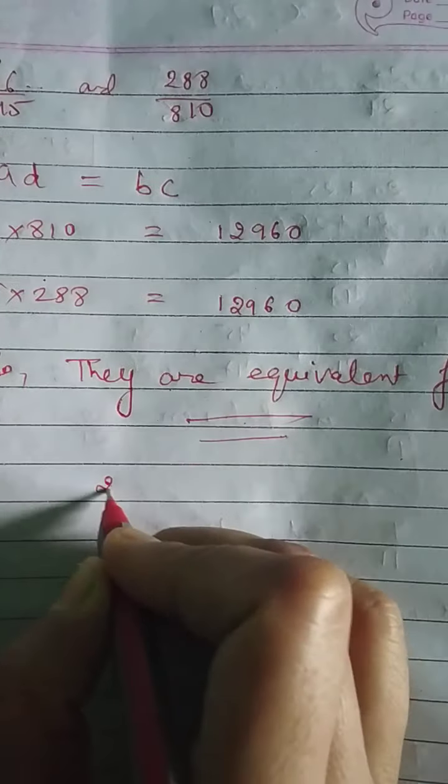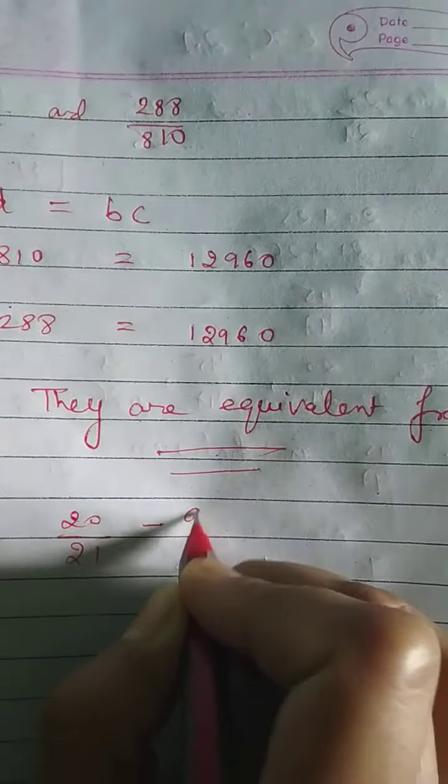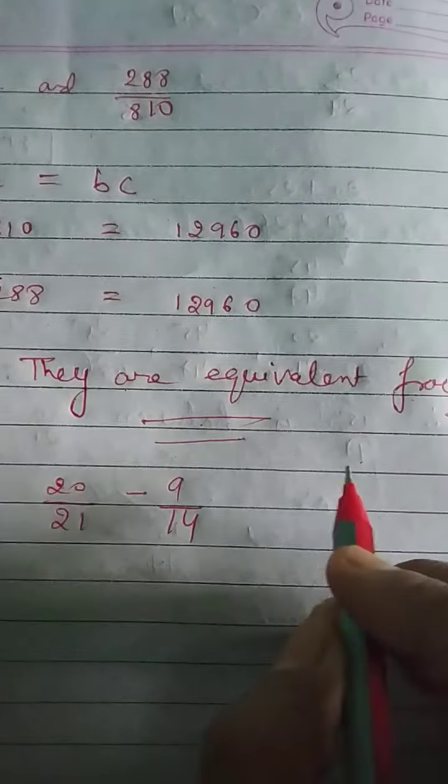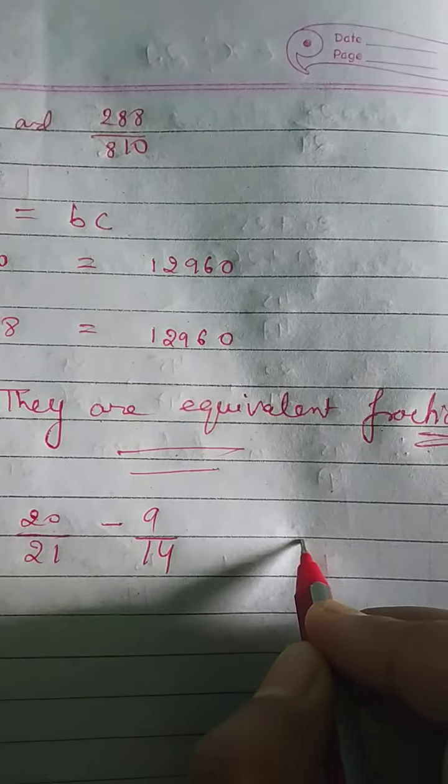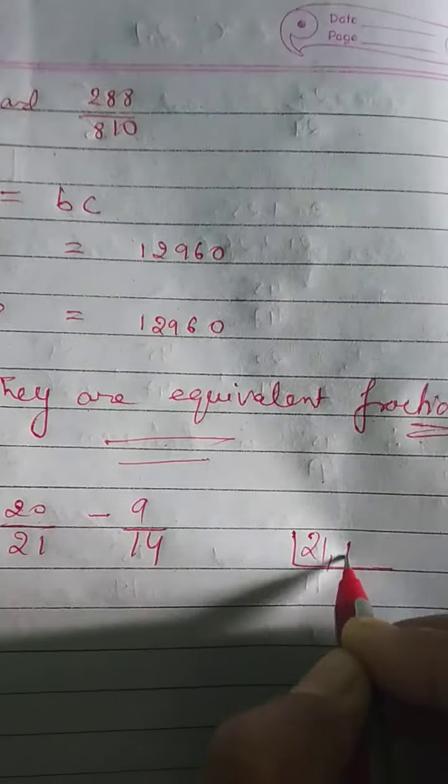Very simple. 20 by 21 minus 9 by 14. Suppose this is the question. First of all, we will take the LCM. So right now we have taken the LCM.